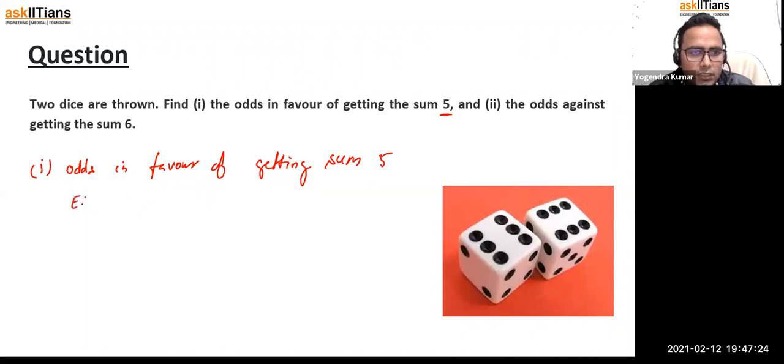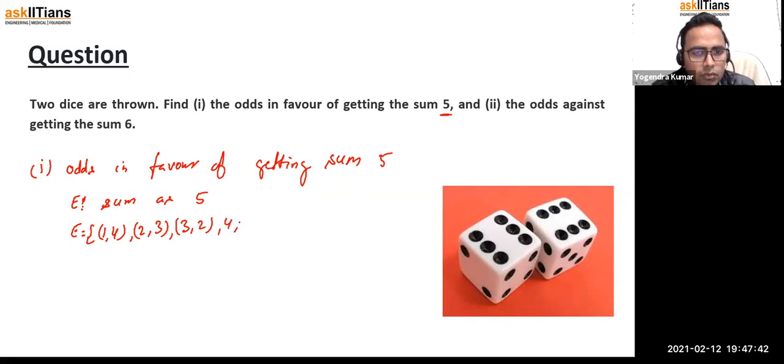So suppose I say E is an event of getting sum as 5. So E will be what? Sample space will be what? 1 comma 4, then 2 comma 3, then 3 comma 2, then 4 comma 1. These are what, like this we have, right? These are the event E.